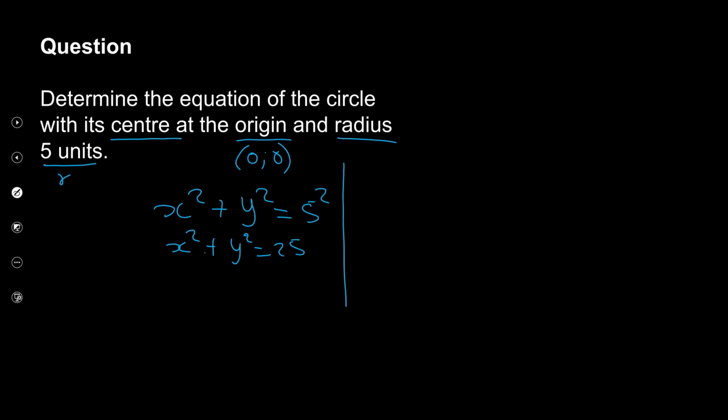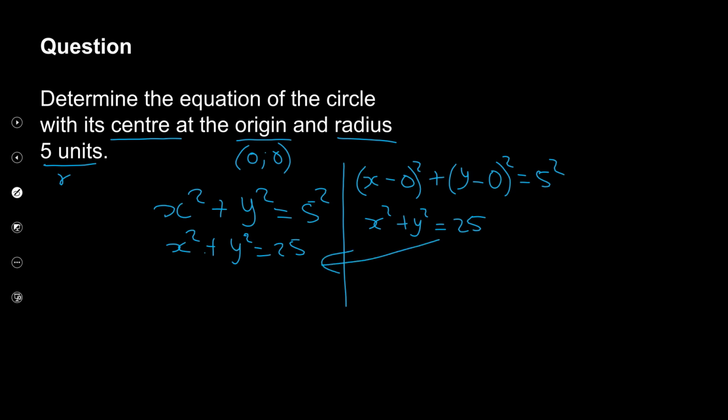And then it becomes x squared plus y squared is equal to 25. But if you wanted to use the other equation, it will then be (x minus 0) all squared plus (y minus 0) all squared equals 5 squared, you see. And then it will be x squared plus y squared is equal to 25. So it's more or less one and the same thing that we're really going to do there.